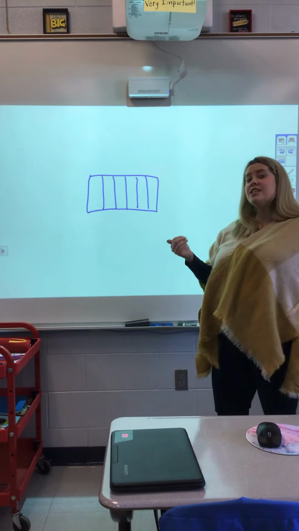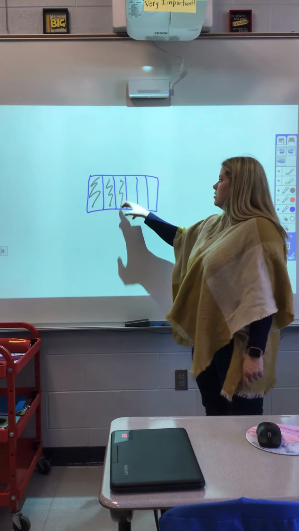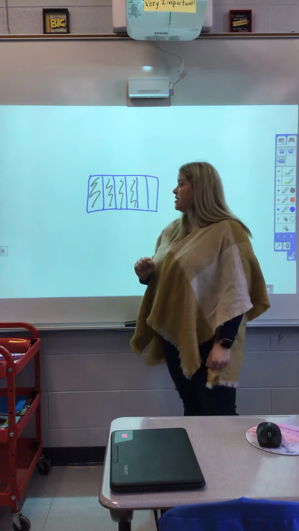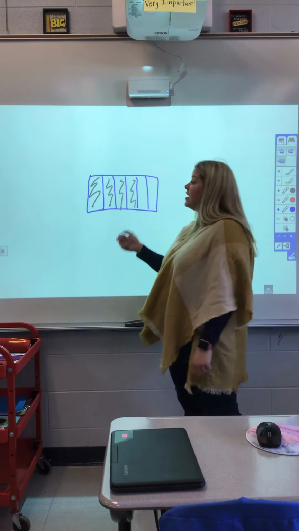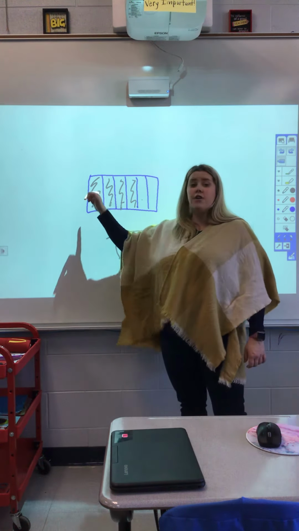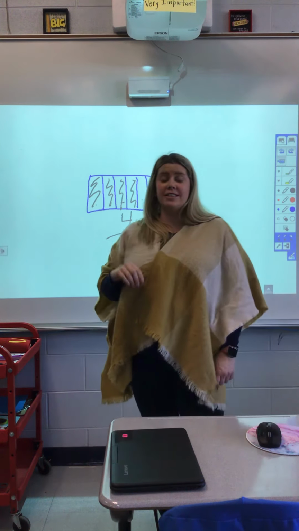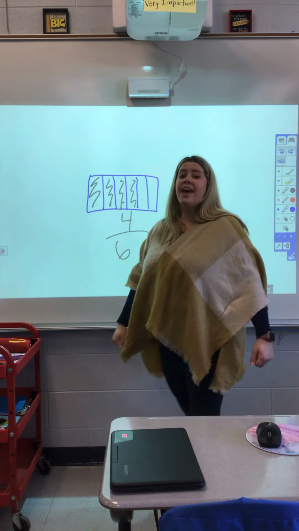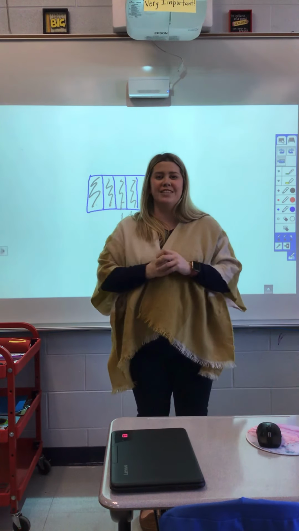All right, I divided this rectangle equally into 6 parts. What fraction of this rectangle is shaded? What do you think? There are 6 parts total. There are 4 parts shaded. So that means 4/6 of that rectangle is shaded. 4/6 was our fraction. Hopefully you feel like, man, I'm getting this. You're going to move to the part below and practice in your workbook a little bit.